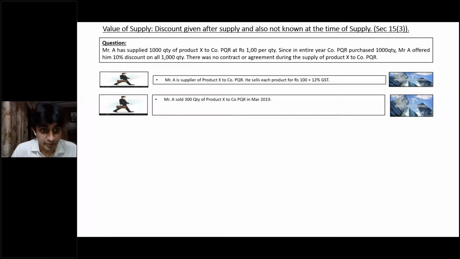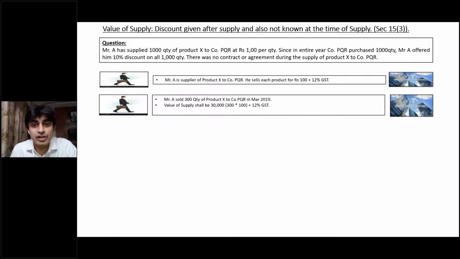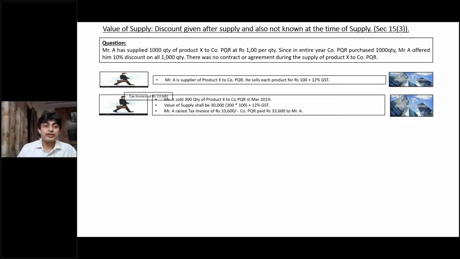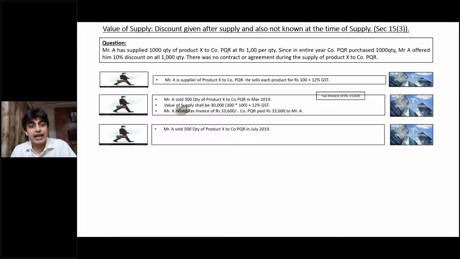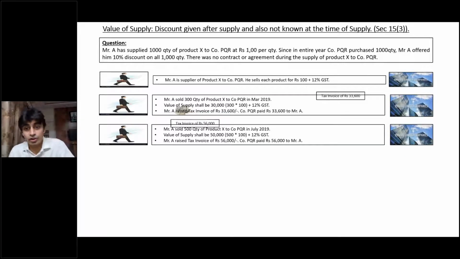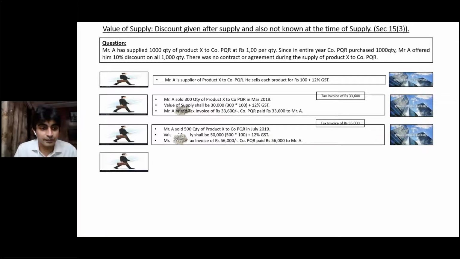Now see this. Mr. A sold 300 quantity of product X to company PQR in March 19. Same. Value of supply shall be what? 30,000 plus 12% GST. Invoice कितने का बनेगा? 33,600 and payment भी कितना होगा? 33,600. Again, July 19 में कितना हो गया? Same example. He sold 500 quantity. So what will be the value of supply? 50,000 plus 12% GST. So 56,000 का tax invoice and payment भी 56,000.